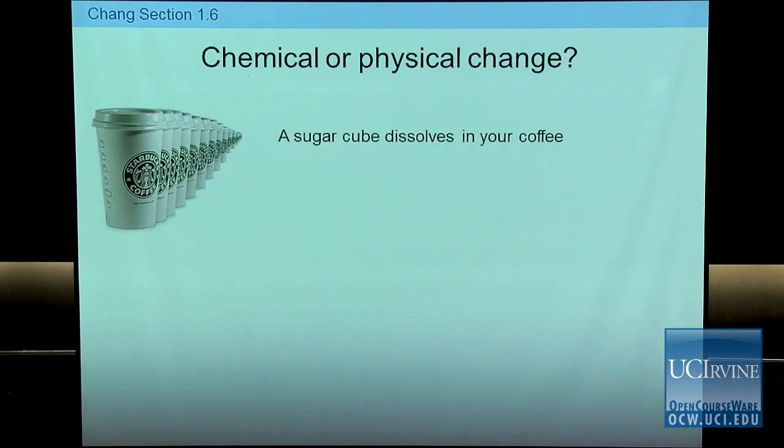How about this? Sugar cube dissolves in your coffee. Chemical or physical? Physical. Yes, because the sugar stays sugar. It doesn't change. The molecular structure of sugar is the same. It is just surrounded by water molecules. It doesn't form a lattice. It's rearranged into the solution. And it acquires this AQ sign.